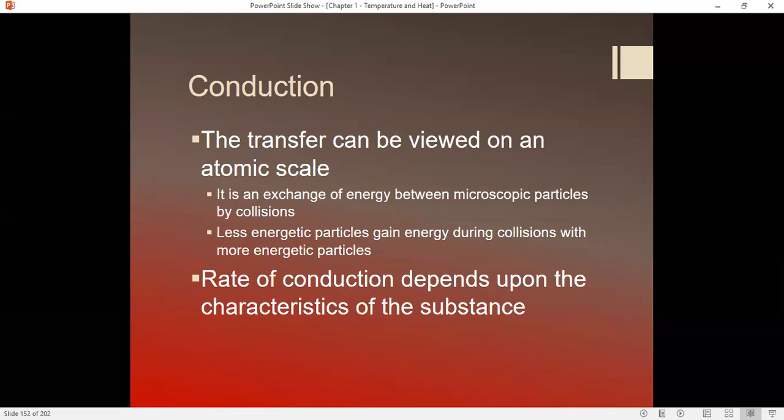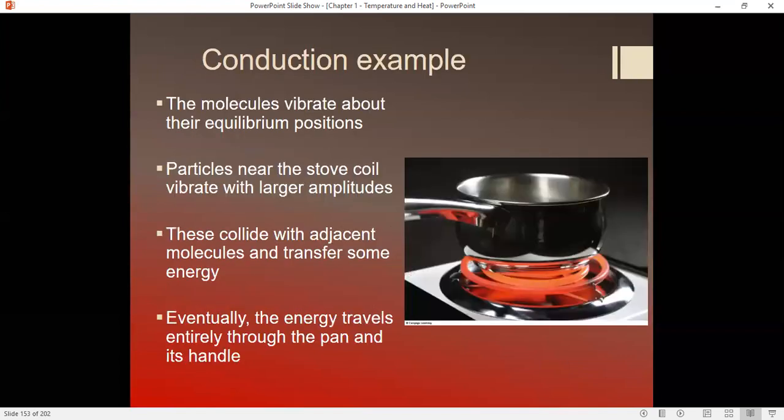So again, conduction, the transfer is really on a microscopic scale. The rate of conduction really depends on what type of material we have. Molecules vibrate about their equilibrium positions. The particles nearest this heating coil will have the most kinetic energy, the largest amplitudes. They'll transfer this to their neighbors, and eventually energy transfers through the entire system.